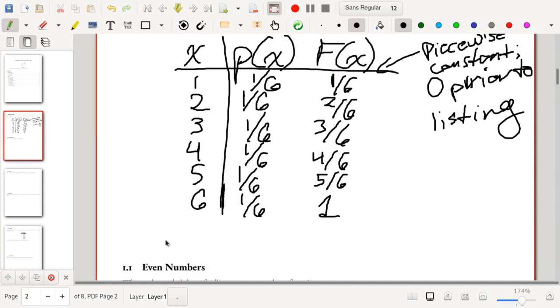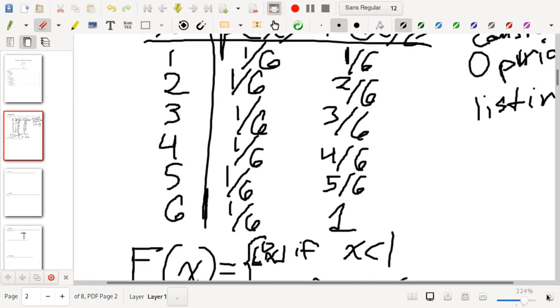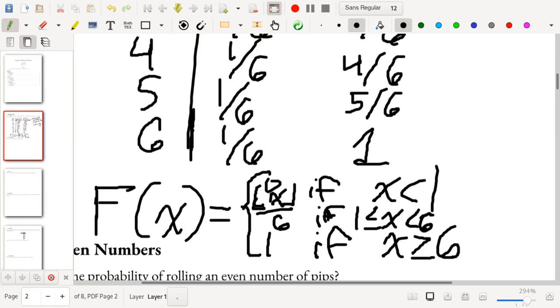There's another nicer way to write the CDF. This might actually be fairly useful right now. This is going to be 0 if x is less than 1, 1 if x is greater than or equal to 6, and we'll say floor x, rounded down, divided by 6. That's not a great way to write 6. I might need to zoom in on this just to get more precision in my writing. We'll have floor x divided by 6 if 1 is less than or equal to x, which is less than 6. Okay. That's another way to write down the CDF.